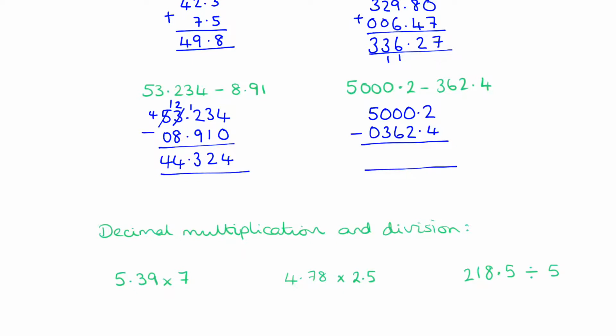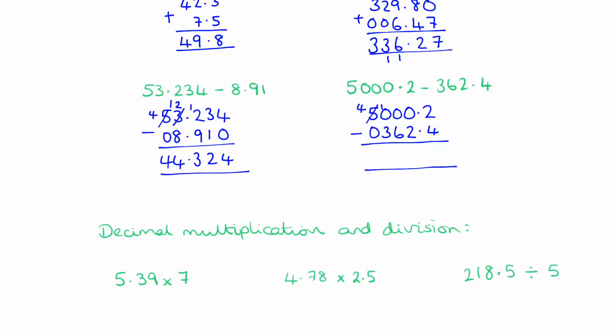So 2 take away 4 we can't do, so we need to borrow. But you can only borrow from your next door neighbour. So there's nothing there to borrow. So they have to go to their next door neighbour and see if they've got anything, and they haven't. So this person has to go to this next door neighbour and see if they've got anything, and they don't. So this person goes to their next door neighbour and they have got something to borrow from. But remember, you can only borrow from your next door neighbour.